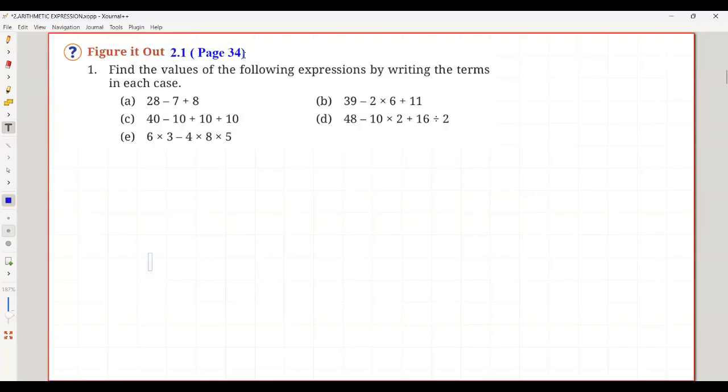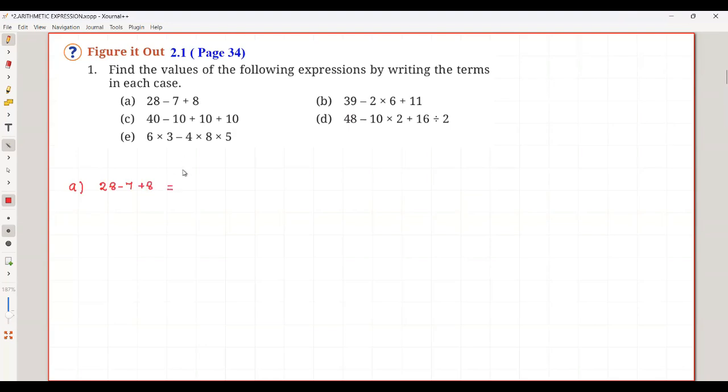So figure it out. Exercise 2.1, page 34, you can just see it. Find the value of the following expression by writing the terms in each case. Value means you have to simplify this and write the answer, and also write the terms in each case. For example, first one, I'm going to simplify. 28 minus 7 plus 8. Now this is the question.